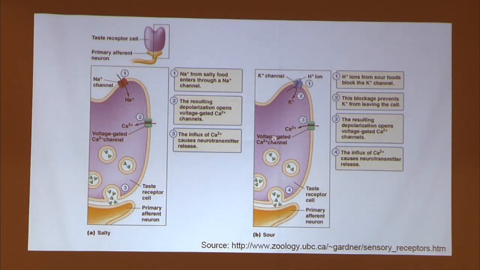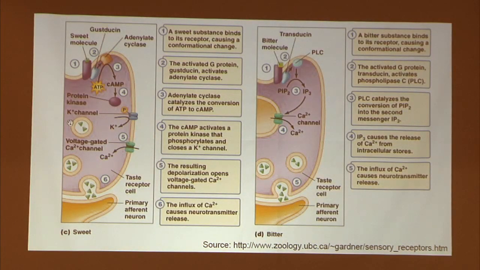So sweet is kind of like the sour in that it's stopping potassium from leaving and opening a channel, but it uses a G protein to do that instead of hydrogen ions. So it's using a G protein to create cAMP to make this protein kinase close the potassium channel. That's how sweet and sour are similar in their mechanism. And then neurotransmitter release, the afferent neuron, is then going to send that message to the brain. For bitter, we also have a metabotropic receptor, but now we have PLC being activated, or phospholipase C.